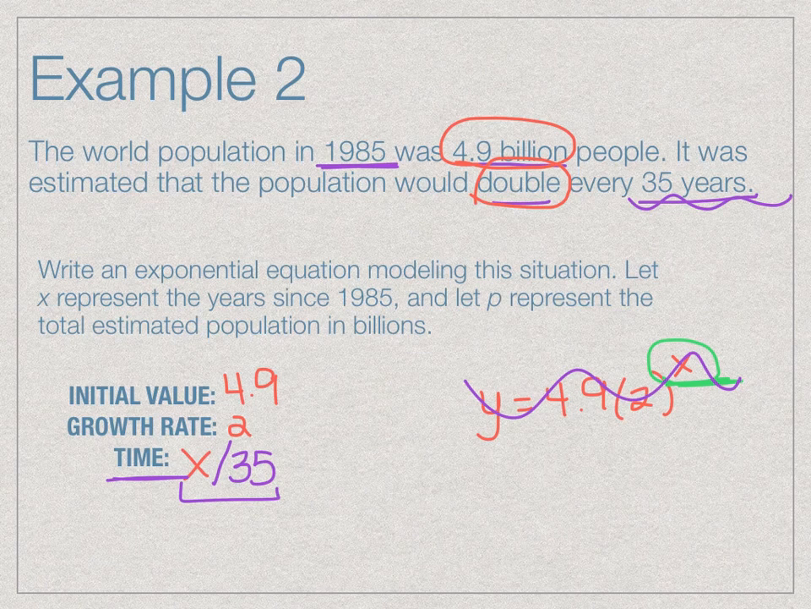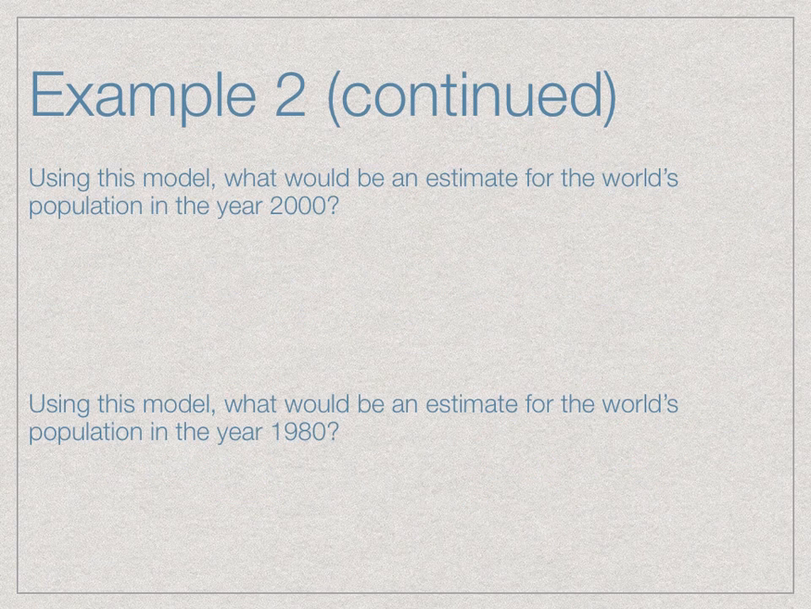Okay? So my actual equation would look like this: 4.9 times 2 to the power of x over 35. So anytime you have one of these, like an every so many years or every so many hours or whatever, this is how you deal with it up in the exponent.